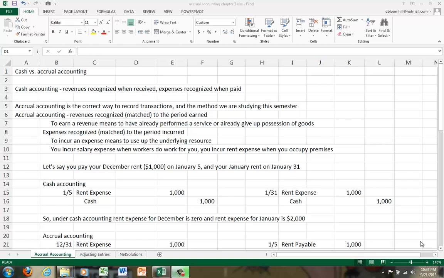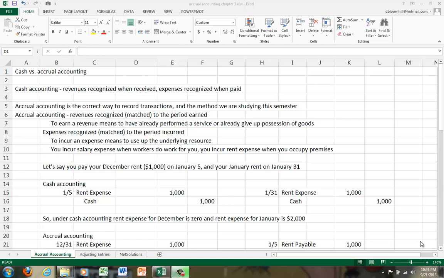Under accrual accounting, revenues are recognized in the period of time in which they're earned. So revenues are recognized to the period earned. And to earn a revenue means that you have already performed a service or already given up possession of goods. In accounting, we never book things that are going to happen. We only book things that have already happened.